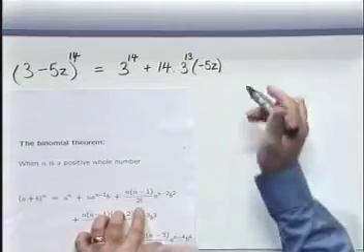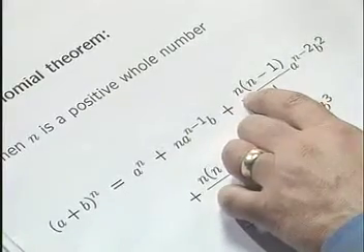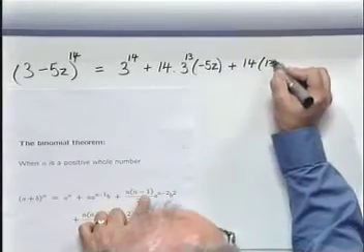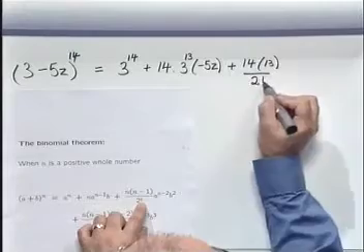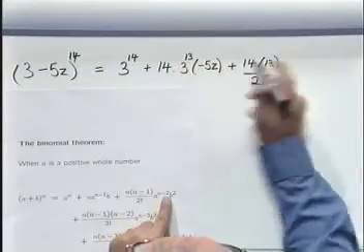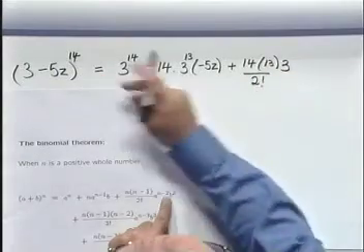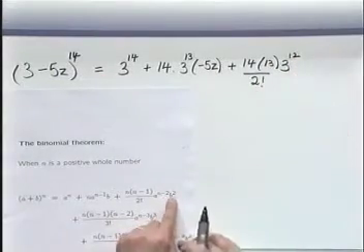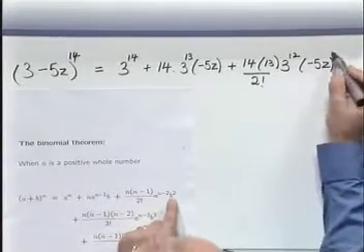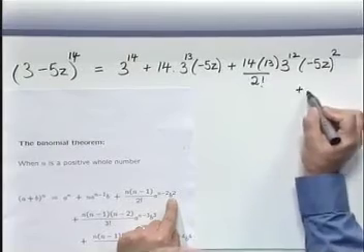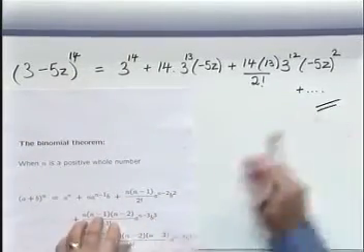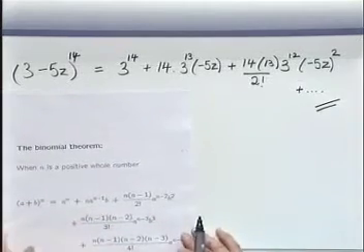My third term, and I'll stop after the third term, is n, which is 14, n minus 1, which is 13, all over 2 factorial, a to the power n minus 2, which will be 3 to the power 14 minus 2, which is 12. And finally a b, which was minus 5z, raised to the power 2. And we know this goes on and on until we reach a term in z to the power 14. But we've only written down the first 3 terms there. Perhaps we should just tidy it up a little bit.